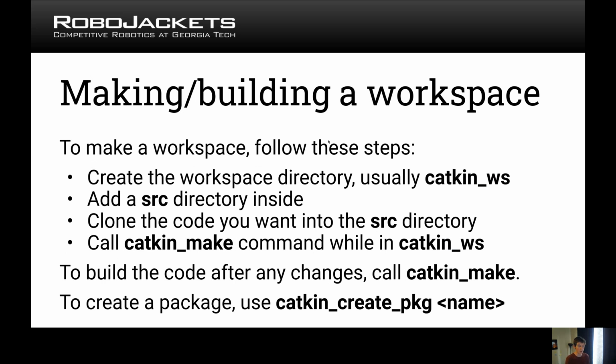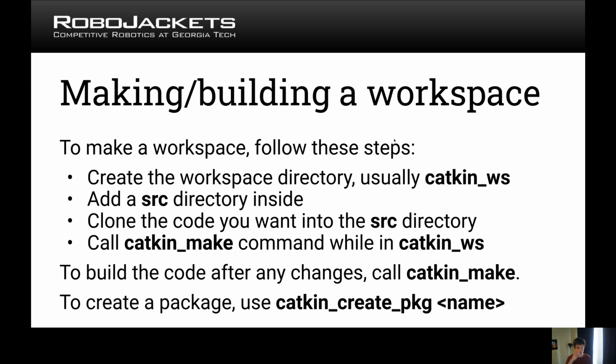So to make a workspace, you just have to follow the following steps. I believe we've got some information on this in the description of each of our exercises, but we'll go through this again just for your sake. You want to make a workspace directory. A lot of the time, if you don't have something particular you want to call it, you'll just call it catkin workspace, or catkin_ws for short. You'll add a source directory. You'll put all of your packages into the source directory in separate folders, and then you'll call catkin_make while you're in the top level of the catkin workspace.